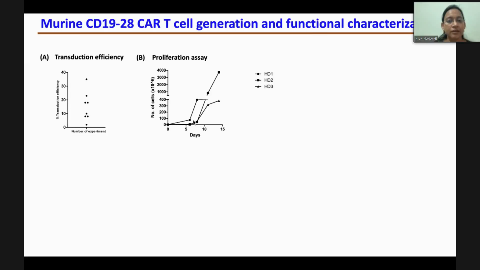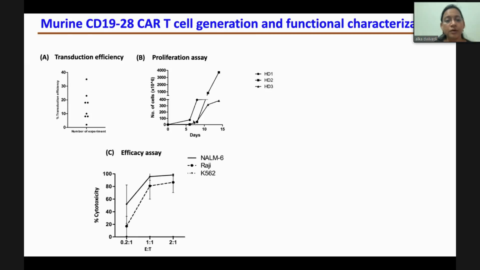And after that, this is the proliferation of these CAR T cells. For efficacy, we got around 100% killing of the CD19 positive target cells. For example, NAM6 and Raji cells are both CD19 positive tumor cells, representing CD19 positive cancer cells. And K562 is a CD19 negative cancer cell line. So in K562 we did not see any killing. BLL relapse patients who had not undergone any stem cell transplantation were recruited also.